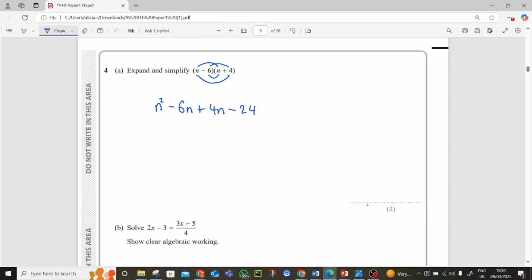Now I can collect together the minus 6n and the 4n, and I'll have n squared, minus 6 plus 4 is negative 2n, minus 24.